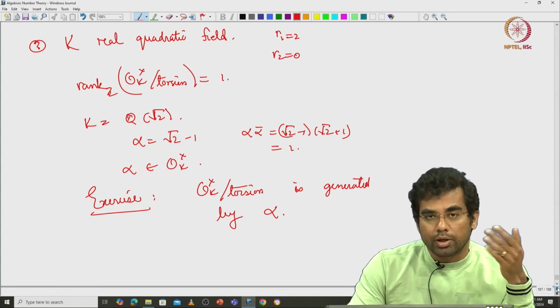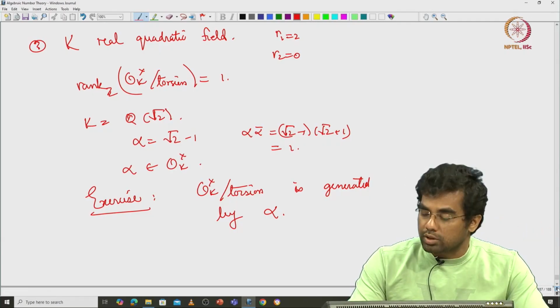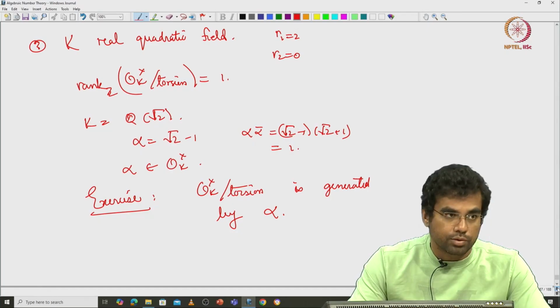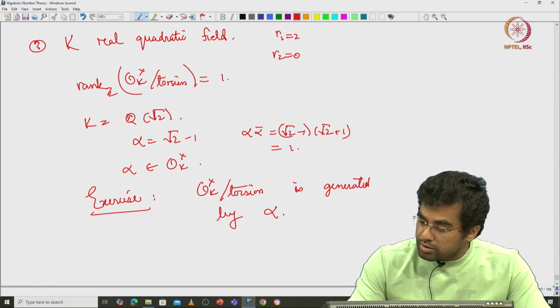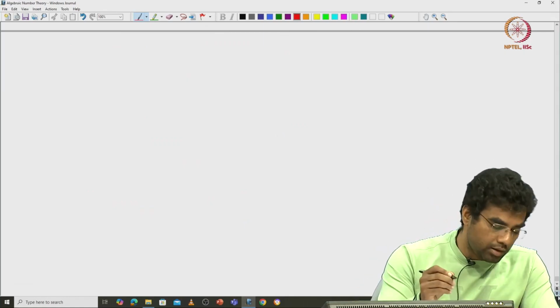So there are these ways in which we can compute the unit group explicitly. If the unit group has rank 2 and so on, it becomes slightly trickier to compute it explicitly, but there are algorithms to do it. That is so much for examples, and we will look at more examples later on.